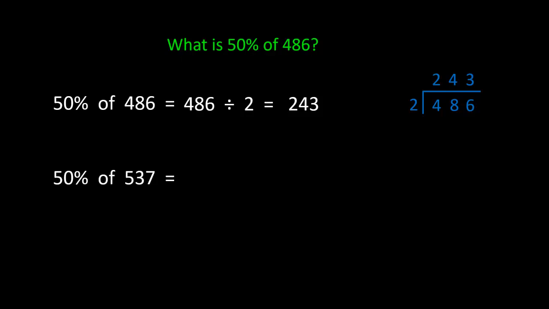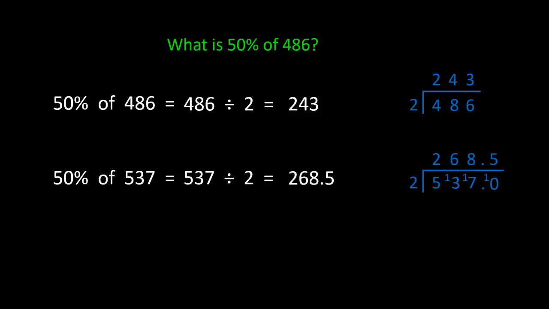What about 50% of 537? We've got to divide by 2. There's our bus stop. How many 2's in 5? 2, with 1 left over. How many 2's in 13? 6, with 1 left over. How many 2's in 17? 8, with 1 left over. But we've got nothing to hang that 1 left over on. So we're going to have to put in a 0. And then we'll put a point up on the answer line, making sure the points are lined up. Now we can finish off by saying how many 2's in 10? 5. So 50% of 537 is 268.5.